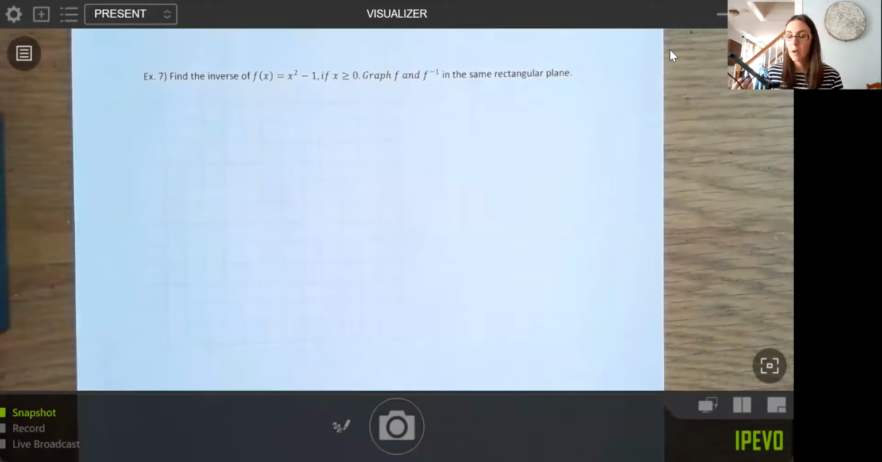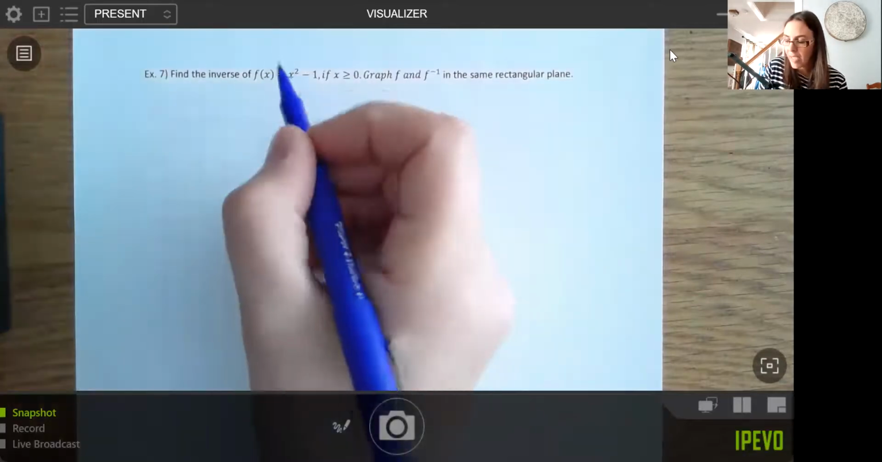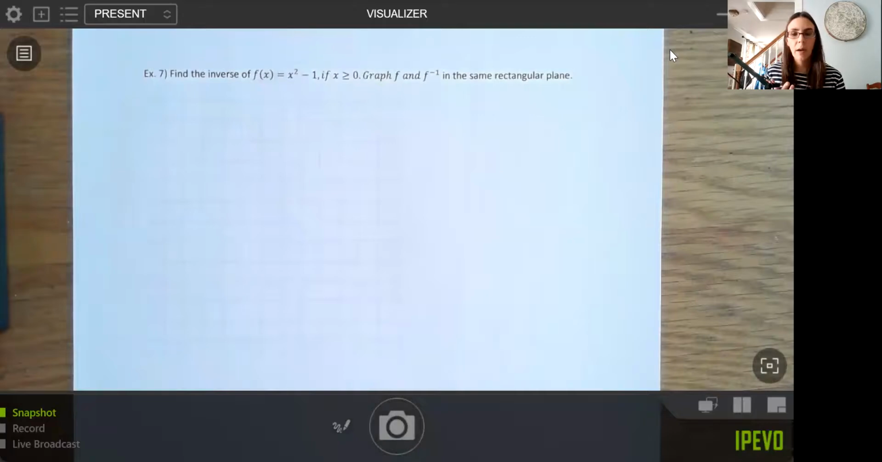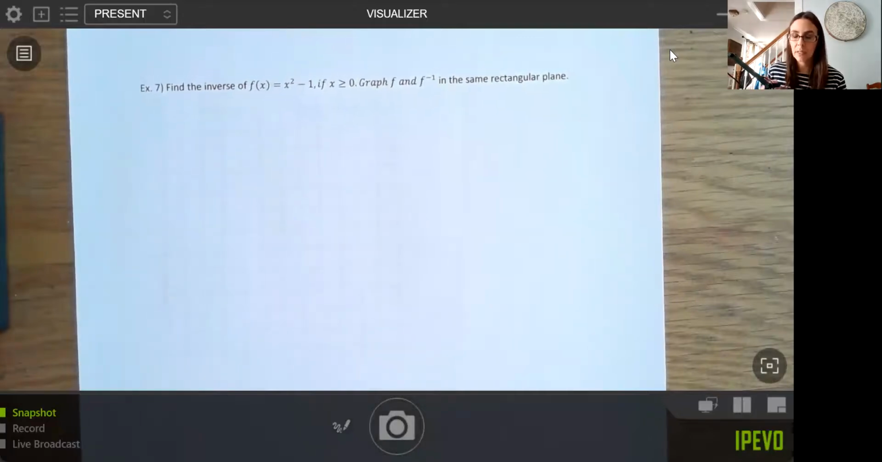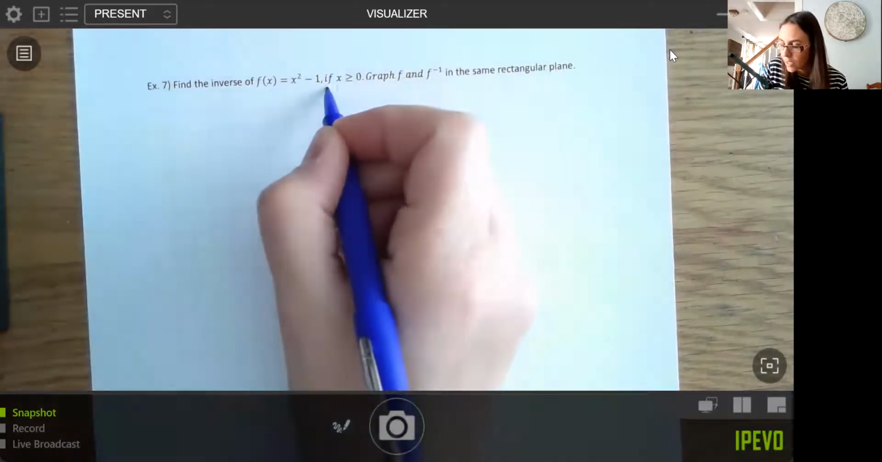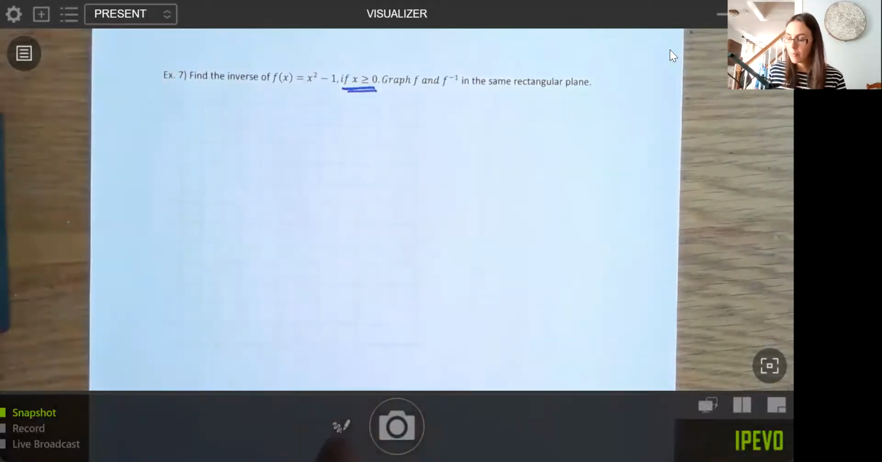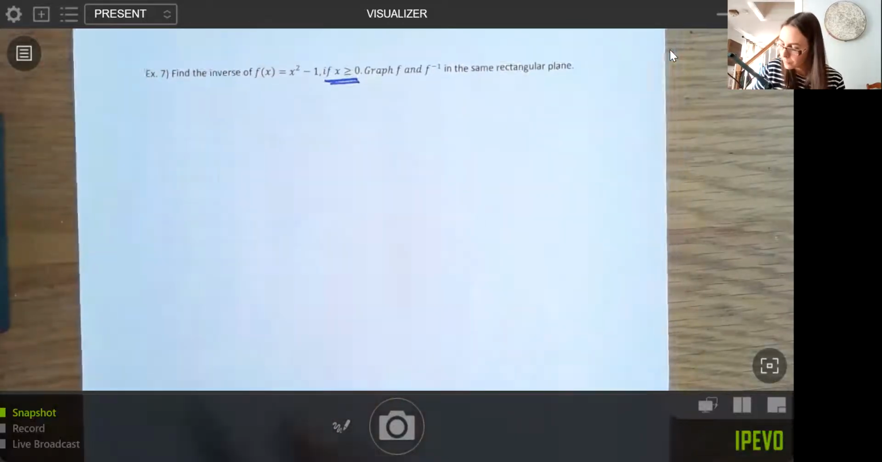Okay. So I want you to notice this does have an x squared with it. And I know we saw before that x squared did not work well, right? It wasn't a function when we tried to find the inverse, but we have a restriction here. So this is a little bit different. So maybe we should graph it first.